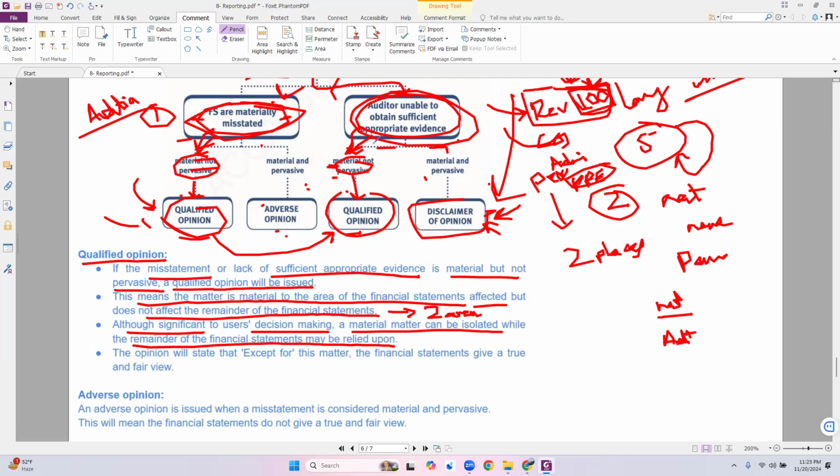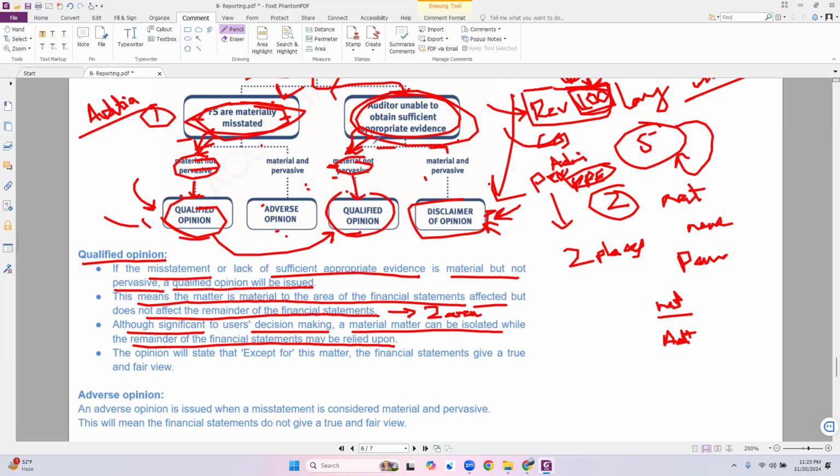Technically, okay. Got it? If the misstatement or lack of sufficient evidence is material but not pervasive, this means the matter is material but does not affect the remainder. Okay, I was looking at this decision.